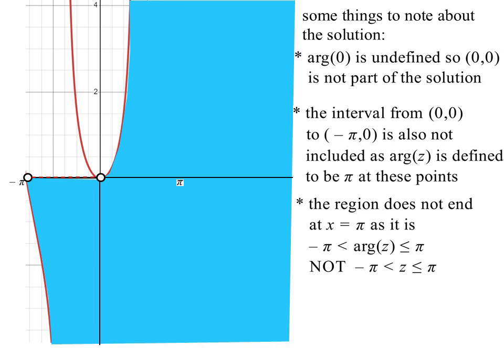It will keep going, because what we're looking at is the argument of z is in between minus pi and pi. It wasn't that z was in between minus pi and pi. It was the argument of z. So all of these points could be included as well.